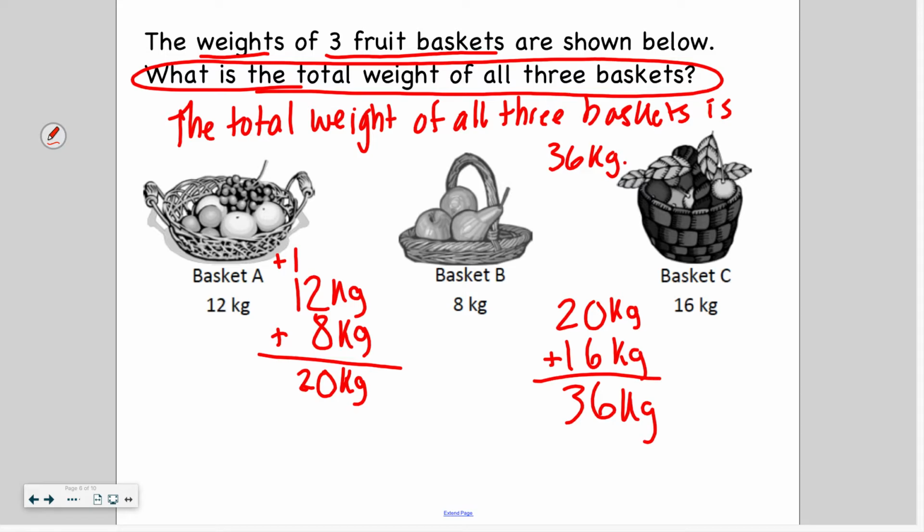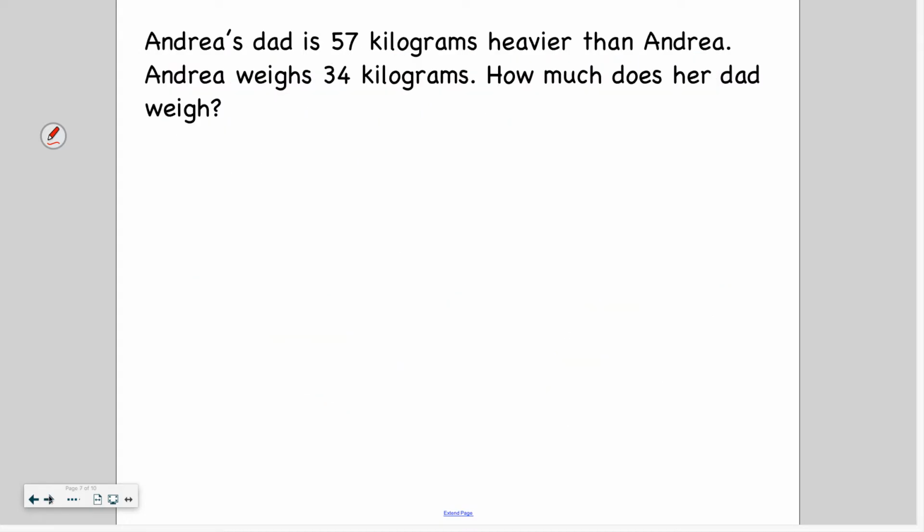I have 12 plus 8. 8 plus 2 is 10. We group the 1. 1 plus 1 is 2. And then 20 plus 16. In the 1's place, 0 plus 6 is 6. 2 plus 1 is 3. In the 10's place, 36. So I am in fact correct. Let's move on. Now let's do this one together.